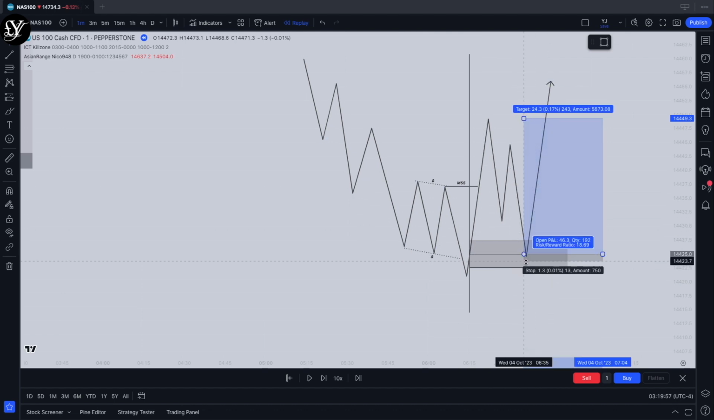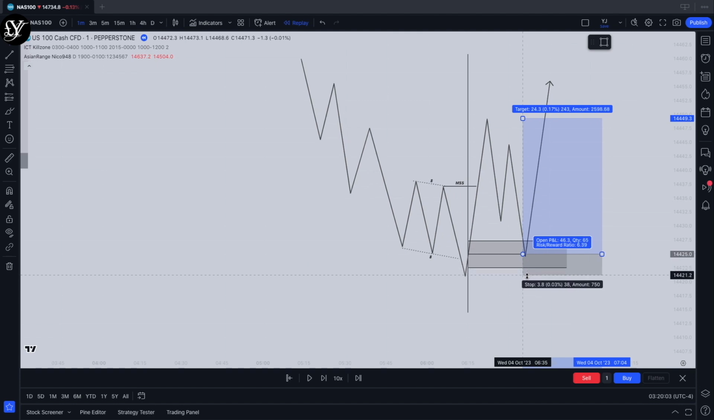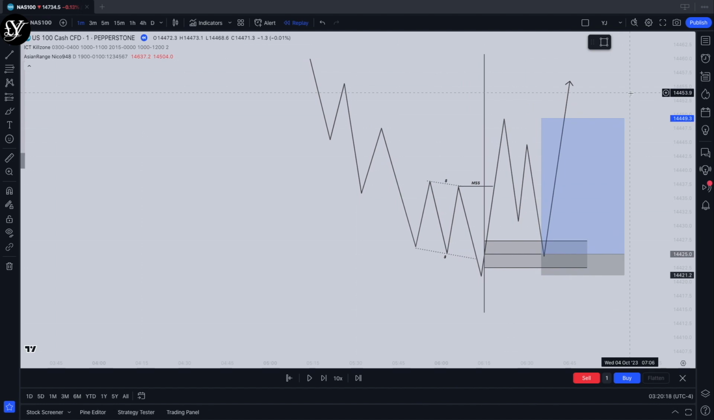We could put our stop loss just below the fair value gap, like so, or we can put it just below the most recent low. This specific setup usually gets us anywhere from 2 to 3 to 4 risk to reward. So now let me show you guys how this would look on an actual example.